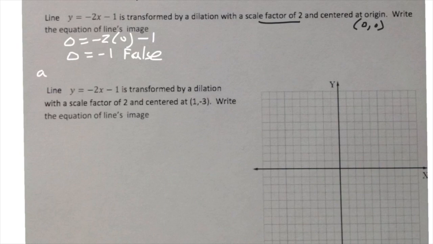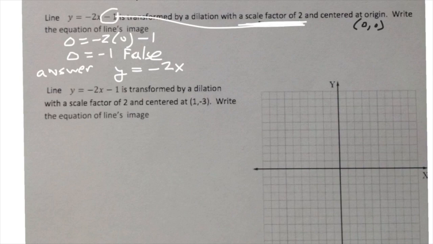So my answer will not be the same exact line, but it will be parallel to the original. Since it'll be parallel, it'll have negative 2 as the slope. The y-intercept was negative 1, and since I'm doing a scale factor of 2, the y-intercept will be 2 times as much. So 2 times negative 1 will be negative 2. And that would be the answer.